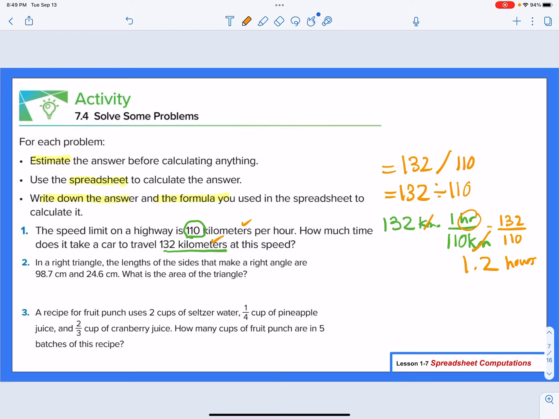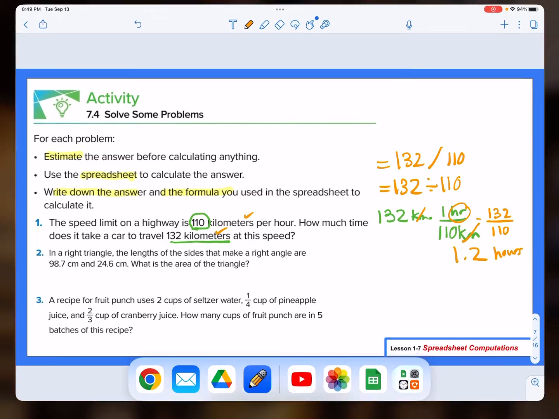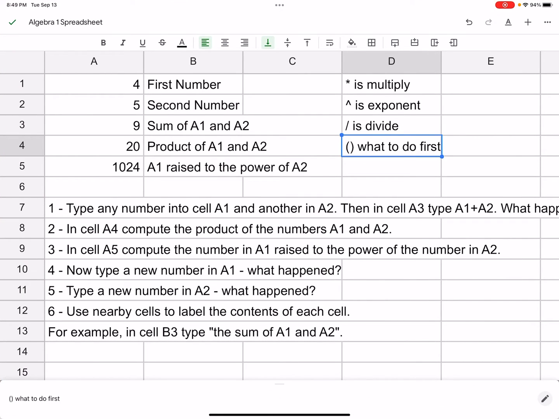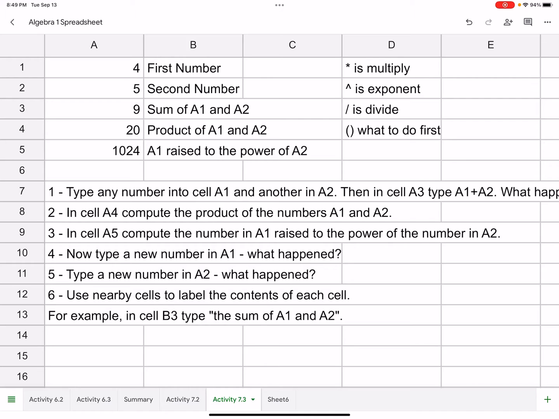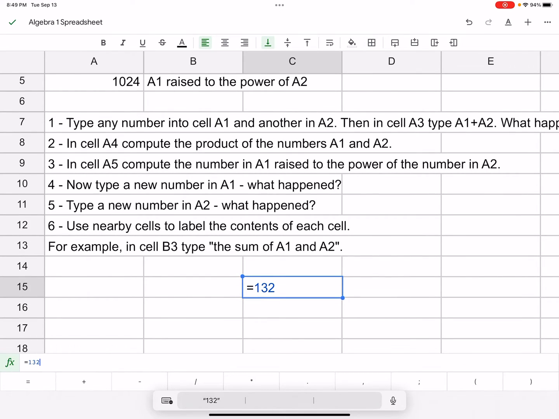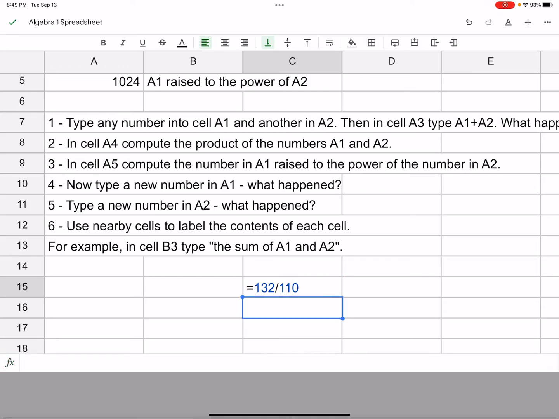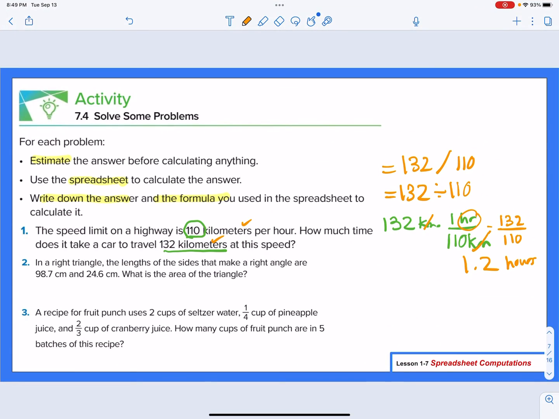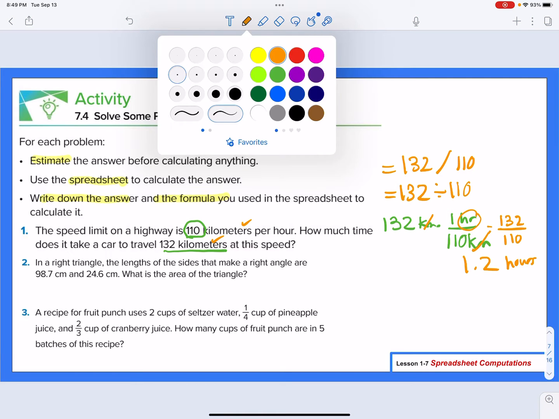Okay, all right, number 2. We could do this real quick, just double check. 132 divided by 110. Let's go right here in the cell. We can go equals 132 divided by 110 using a spreadsheet as a calculator, and we get 1.2. Does that work? That works. Perfect. All right, next one.